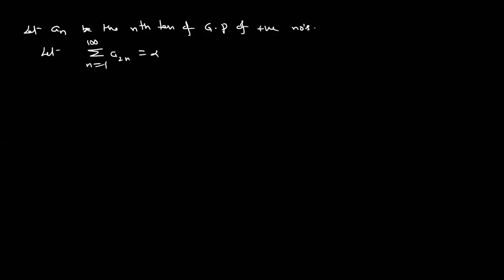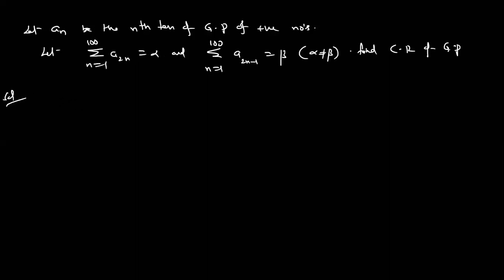A2n is equal to alpha, sigma n running from 1 to 100. A suffix 2n minus 1 is equal to beta, such that alpha must be not equal to beta. Then find the common ratio of the GP. Previous JEE means question, advanced question is one.